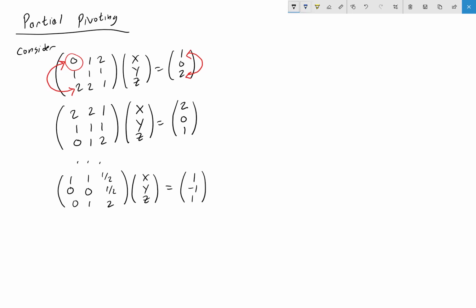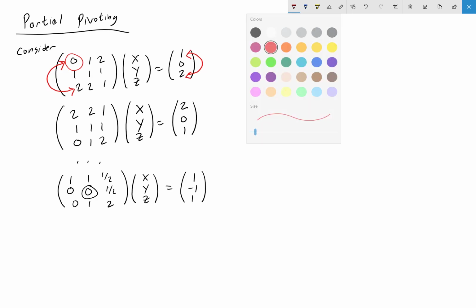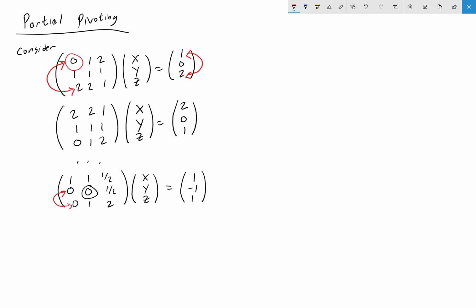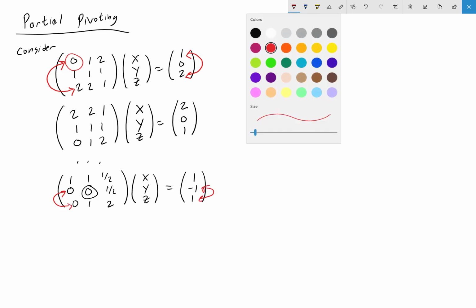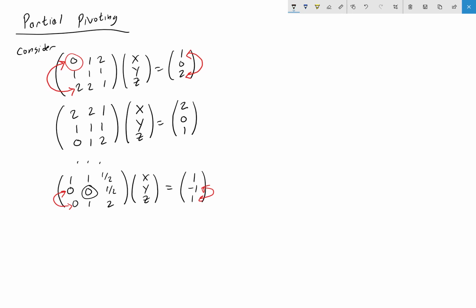But look, we've got a problem again, because the next thing we're supposed to do is divide by 0. We can't do that. So we partial pivot again. We're going to take the third row and swap it with the current second row. Same thing over here on the right. And then we can continue doing our Gaussian elimination. We will end up then with x equals negative 3, y equals 5, z equals negative 2. So this does have a solution.